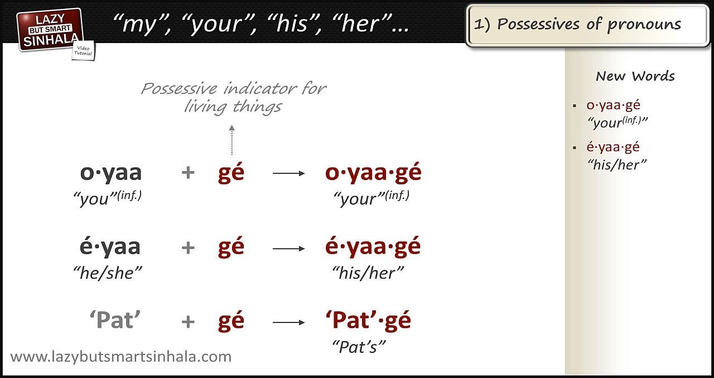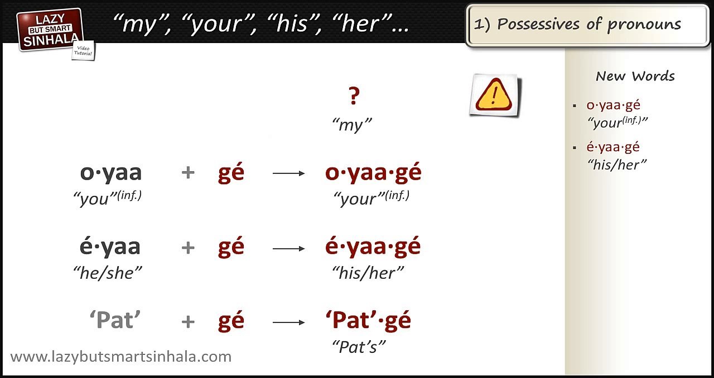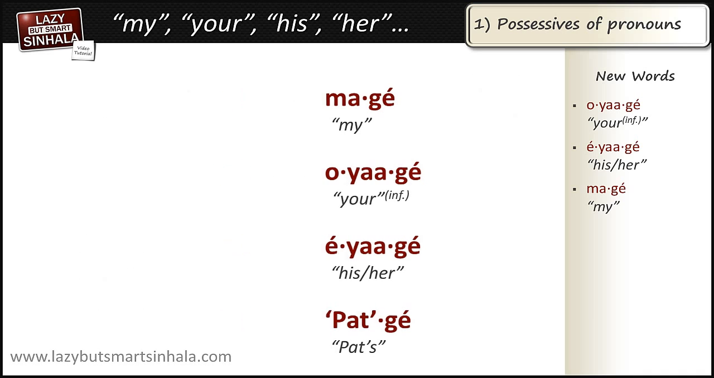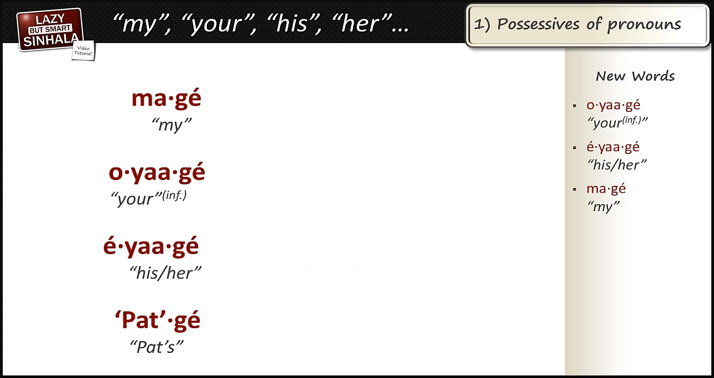Now let's see how we say my. Pay attention since this sort of diverts from the rule. Going by what we just saw, it would be understandable if you took the word mama, add the indicator ge and said mamage. But it's wrong. It's close, but the correct word is mage. Mage. Essentially, we've removed the second m in mama. So let's summarize. My is mage, informal you is oyage, his or her is eage, and Pat's is patge.